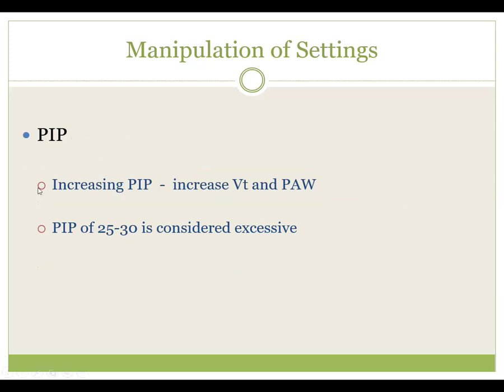Peak inspiratory pressure: if you increase your peak inspiratory pressure, you are increasing your tidal volume and your mean airway pressure. A PIP of more than 25 to 30 is considered excessive. So if our peak inspiratory pressures are getting into that 25 to 30 range just to move the chest, we might have to think about alternative forms of ventilation.